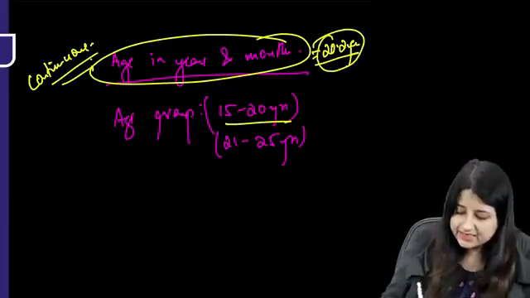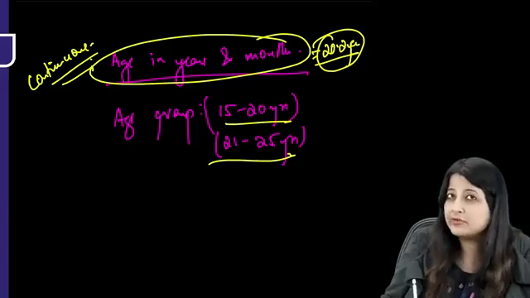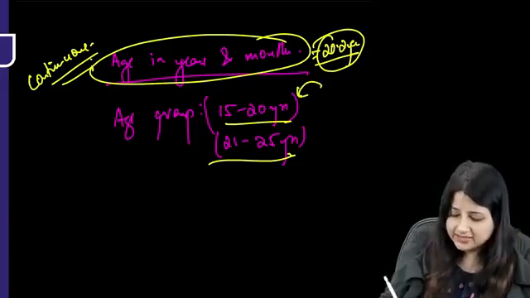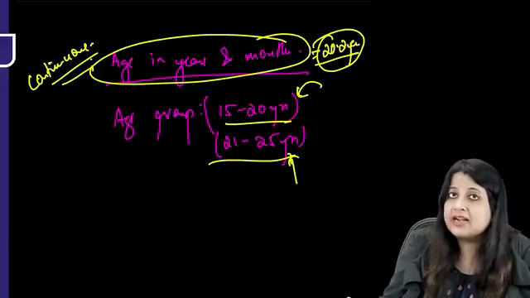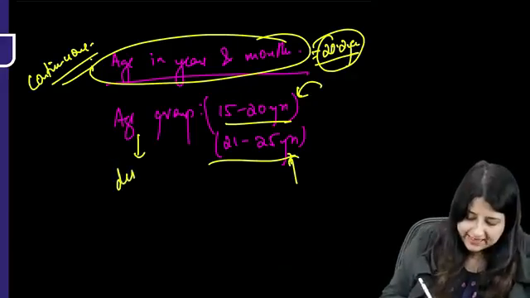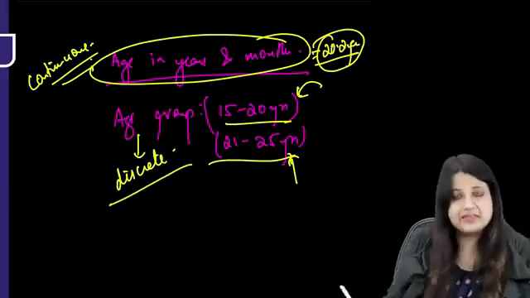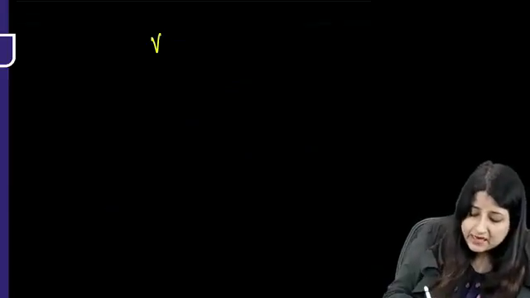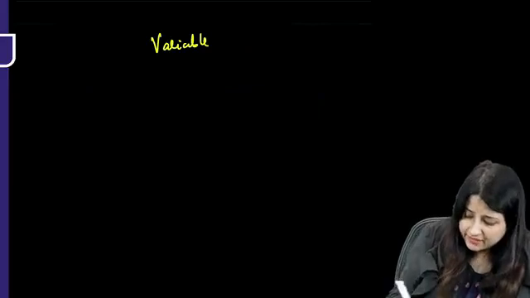Okay, but if I say 15 to 20 years or 21 to 25, either you're going to fall in this group or you're going to fall in this group. You can't lie in between. You will go to either of the groups. So when you see age group, it becomes discrete. Okay. All right. What is one more classification of variable, everybody?